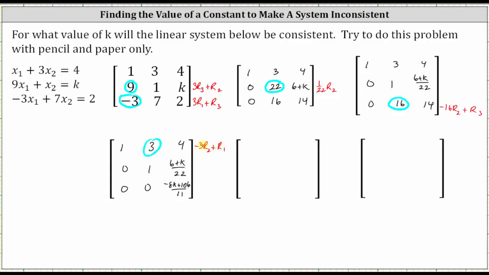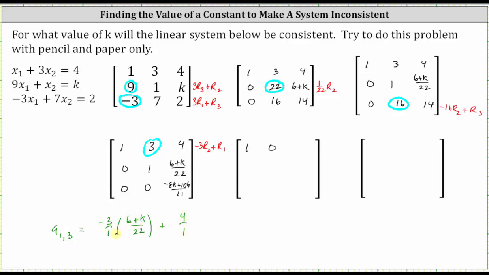To begin, we have negative 3 times 0 plus 1, which is 1. And then we have negative 3 times 1 plus 3, which is 0. And then we have negative 3 times the quantity 6 plus k over 22 plus 4. Again, let's work this out below. The element in row 1, column 3 is equal to negative 3 over 1 times the quantity 6 plus k over 22, and then plus 4 over 1.